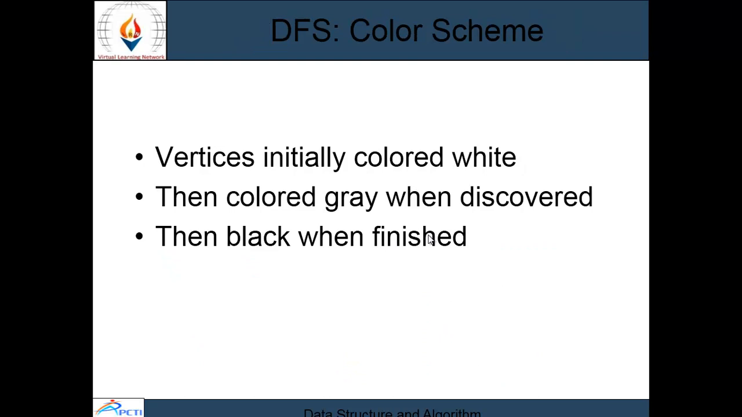Now, if we talk about the DFS color scheme, that is the depth first search color scheme, then vertices are initially colored white, then colored gray when discovered. When you discover a vertex to be reached next, it will be colored gray, and then black when traversing is finished.